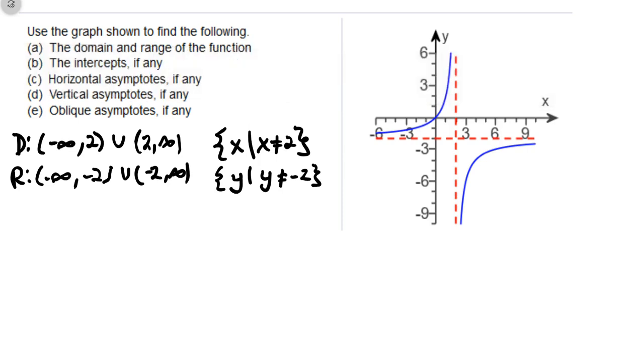Okay, the next part is asking for intercepts. An x-intercept is where the graph is crossing the x-axis. So I can see this value right here. The graph crosses the x-axis at that value, and that is at 0. So we have an x-intercept at 0.